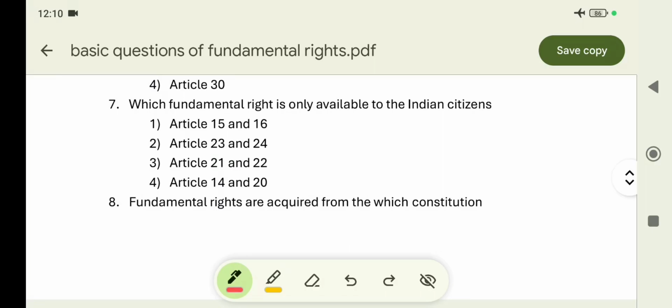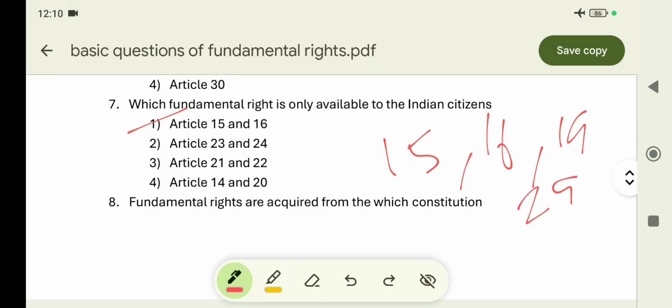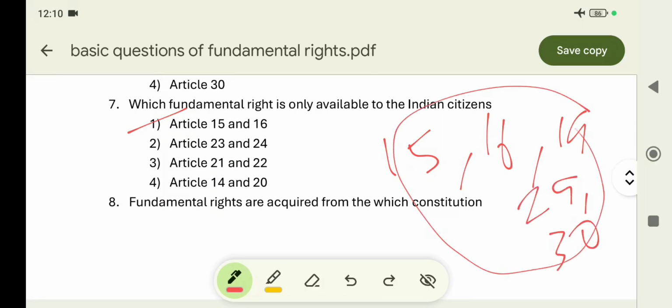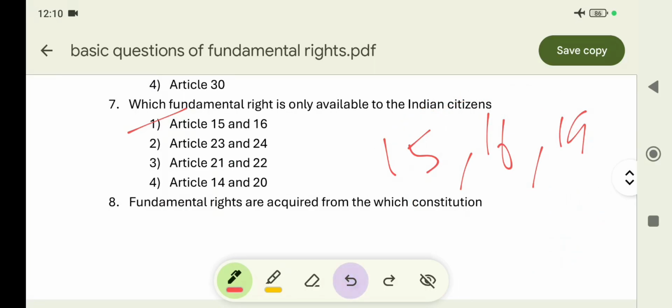But the remaining fundamental rights, except 15, 16, 19, 29 and 30, are available to every person in India. So option 1 is the correct option. The fundamental rights only available to Indian citizens are Article 15, 16, 19, 29, and 30.